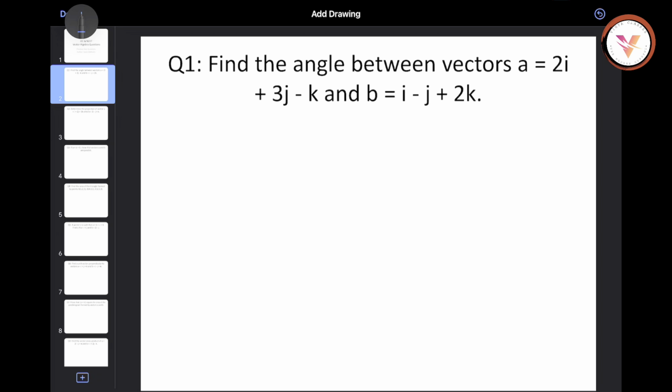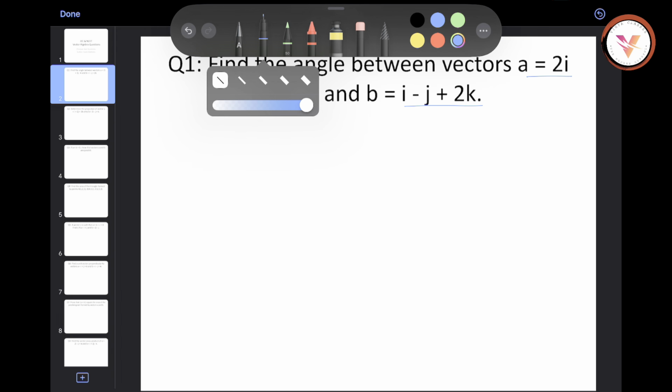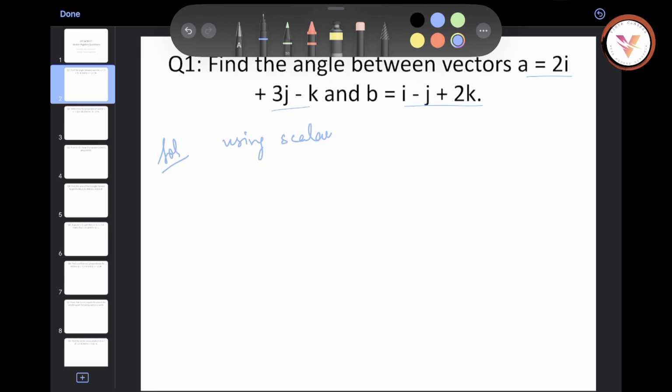Okay, so the first question is: find the angle between these vectors. To determine the angle, you can use either the scalar product or the vector product. Here we are using the scalar product. Simple. So using the scalar product, you know that cos theta is equal to A dot B over magnitude of A, magnitude of B. So first you can calculate A dot B.